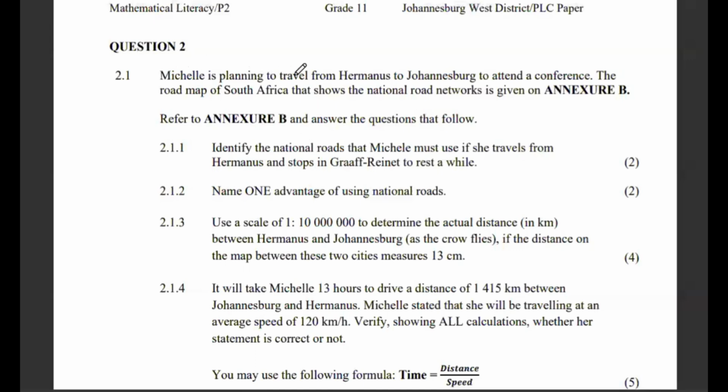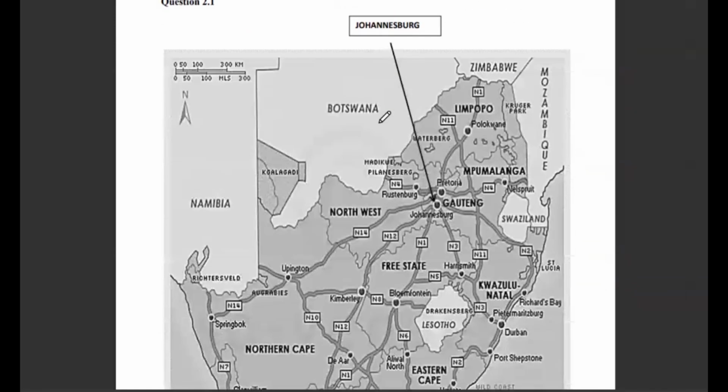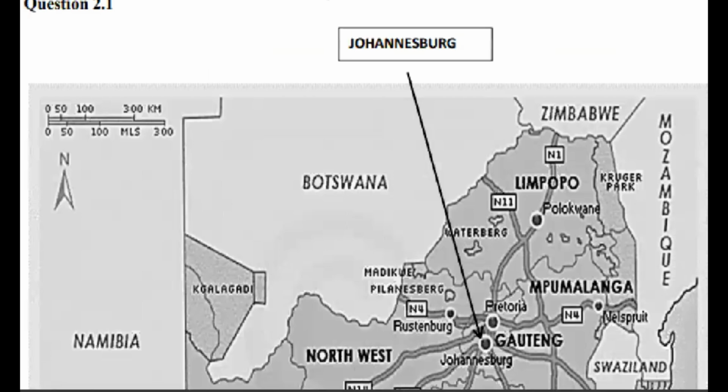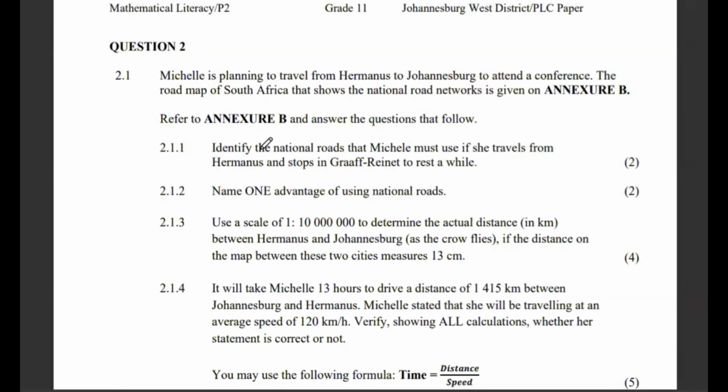Michelle is planning to travel from Hamilton to Johannesburg to attend a conference. The roadmap of South Africa that shows the national roads network is given in Annexure B. Refer to Annexure B and answer the questions that follow. Annexure B is right here. We have the map that we see here. I need to enlarge it a bit. That's how it looks. All right, let's look at this in the dictionary.